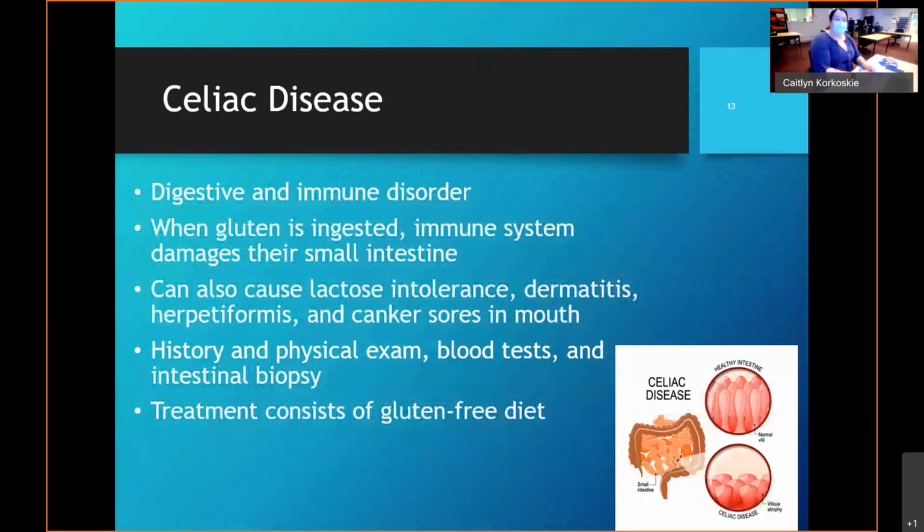A lot of times, other signs and symptoms could be issues with their skin. They might have sores in their mouth. That could be another sign of celiac disease too. So of course they're going to need to be seen by a provider and have some testing done, so that they can determine if it is actually celiac disease.